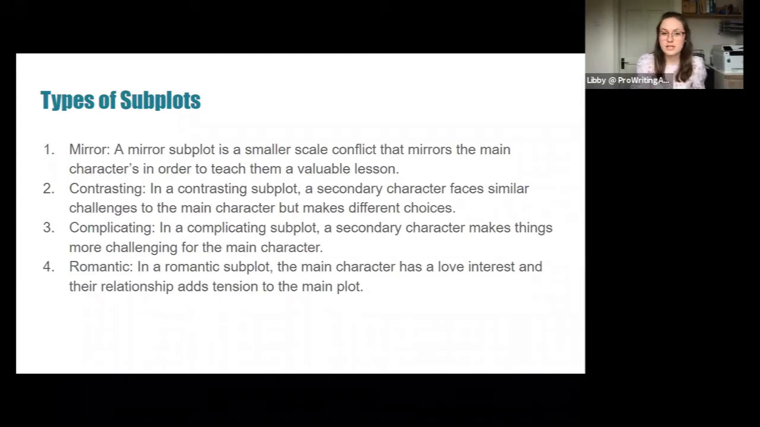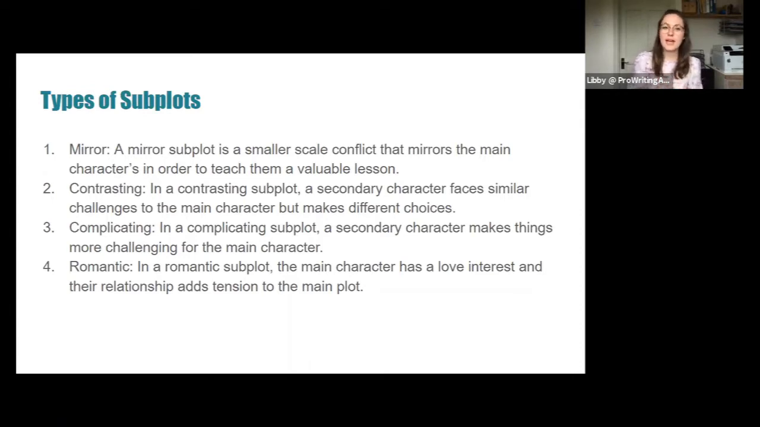There are contrasting subplots. In a contrasting subplot, a secondary character faces similar challenges to the main character, but makes different choices. I think of that as a kind of choose your own adventure. What would happen if at one of those branches in the adventure, one of those key decision moments, your character made a different choice? You can use another character to explore that and to really emphasize why your character made the choice that they did and why that had the effect that it did on your story.